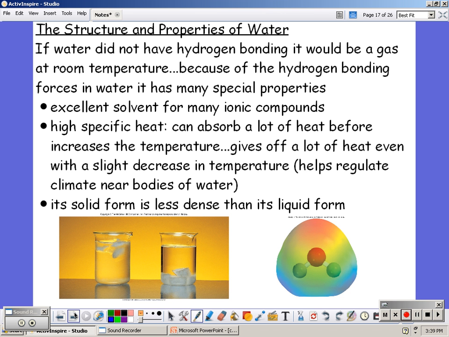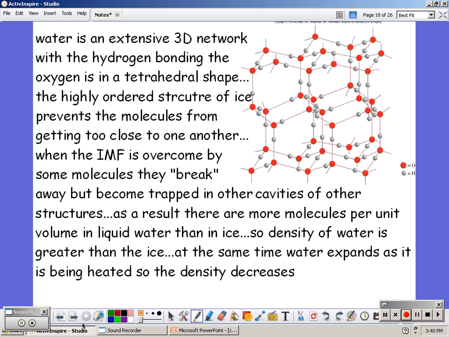Its solid form is less dense than its liquid form. In the picture we can see our ice cubes floating in our liquid water, but if we put solid benzene in liquid benzene, it would actually sink. Water is an extensive 3D network with hydrogen bonding occurring. In the picture, the red dotted lines represent hydrogen bonding. If we take the hydrogen bonding plus the actual bonds to hydrogen into account, oxygen has a tetrahedral shape. So it's a highly ordered structure.